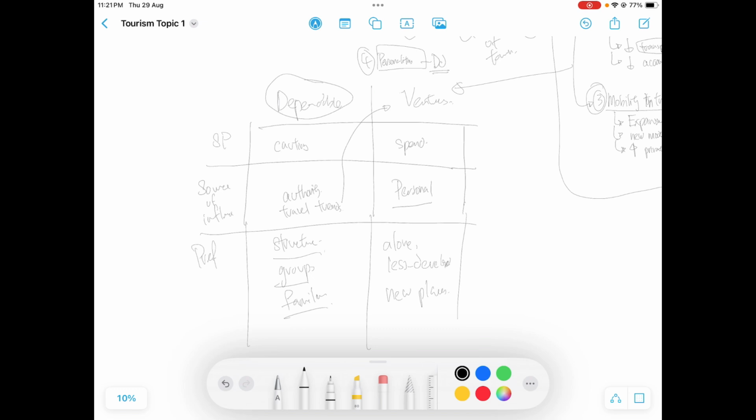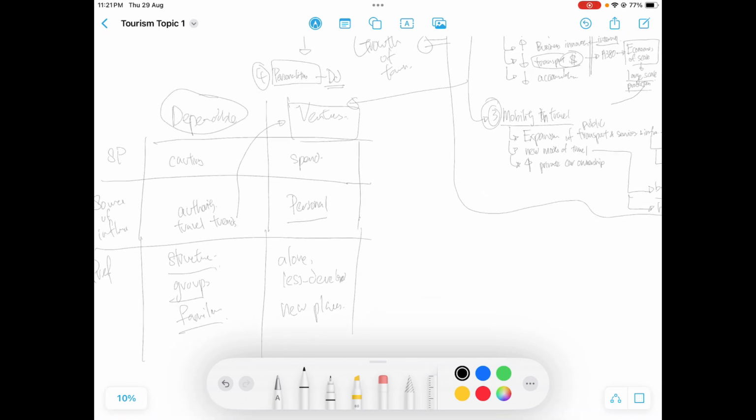There is a huge difference between the two, and this personality actually affects one of the demand factors that affect the growth of tourism. So that is all for topic one.